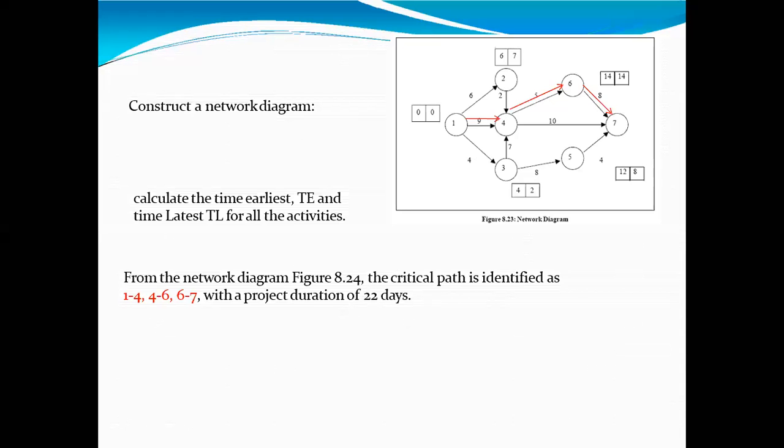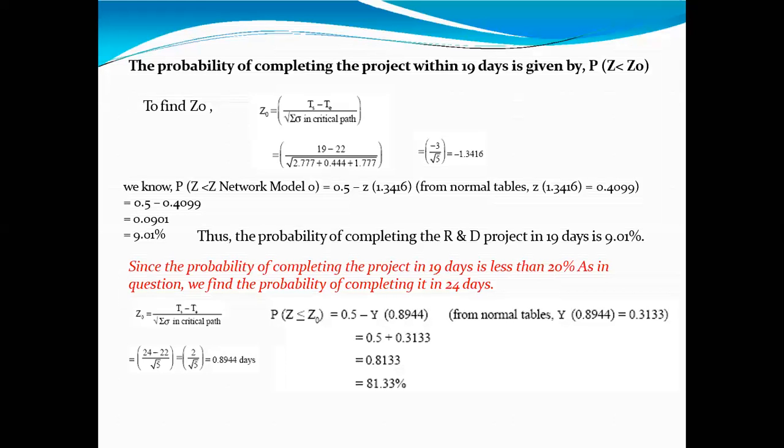So our next part is about probability. Is it right? Our first probability is the probability of completing the project within 19 days. For that we have to find the probability of completion of the project in 19 days, and for that we require this particular formula. Z0 is equal to TS, means how many days are asked.